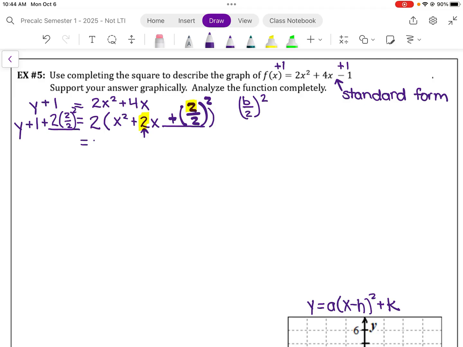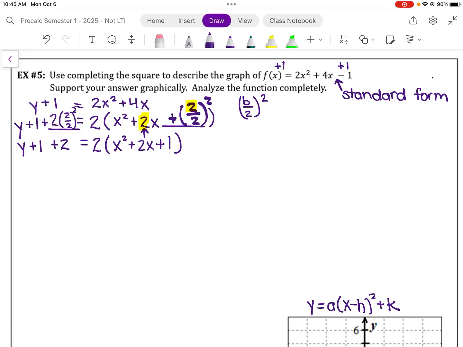Okay, so on this side, I have x squared plus 2x plus 1 in parentheses. Again, that's just what I had originally that I didn't erase. And then on this side, I now have 2 times 2 over 2 squared, which is 2. Okay, so I'm almost there. I know it doesn't look like it, but I promise I am.